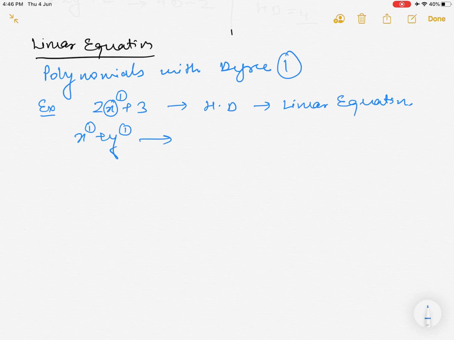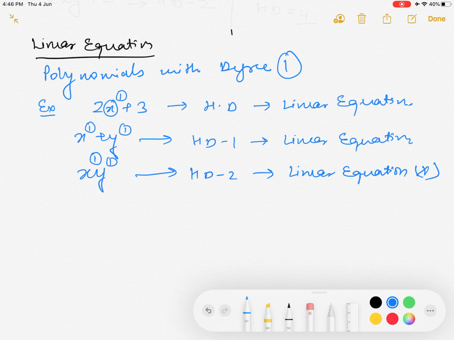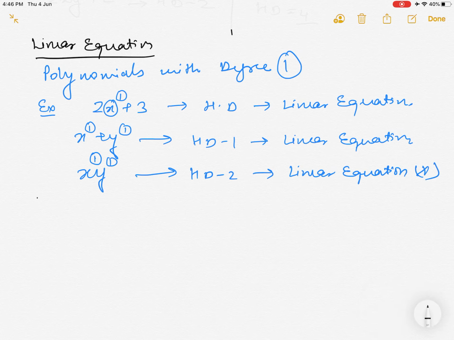Let's say you have an equation like x + y. If I ask you what the highest degree is, you will say x has 1, y has 1, but they are not in multiplication. So what will be the highest degree? Again 1. So again it can be treated as a linear equation. If I give you an equation like xy, then you have x degree 1, y degree 1, they are in multiplication. And I told you if they are in multiplication, you add those degrees, so highest degree becomes 2. So this is not a linear equation. So linear equations are the polynomials of degree 1.